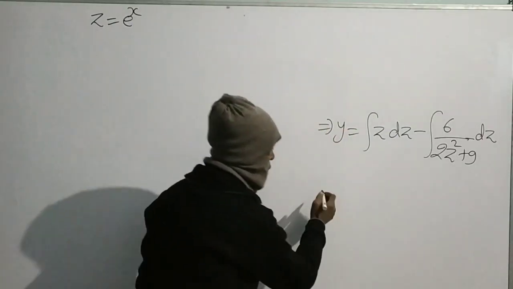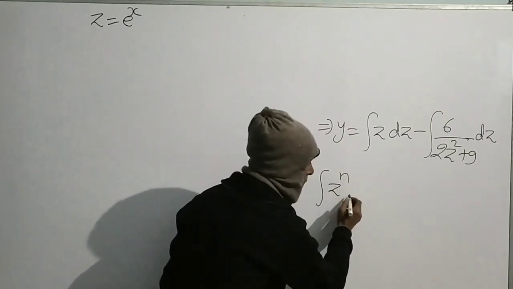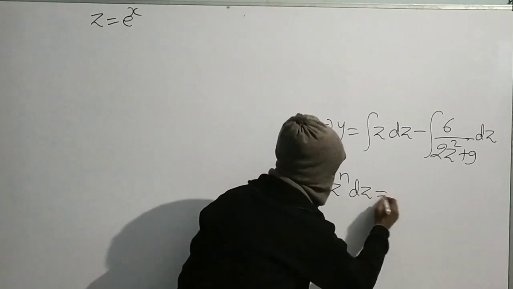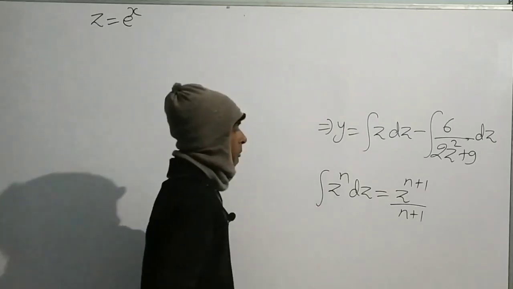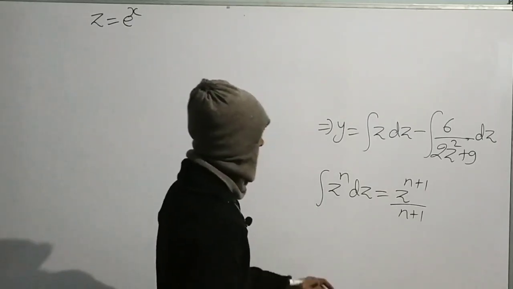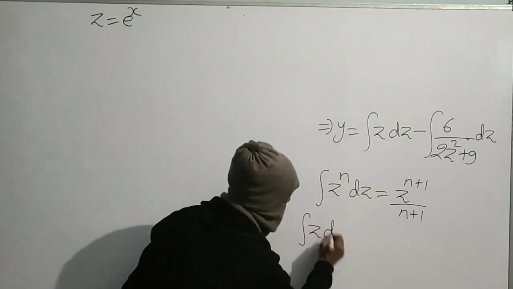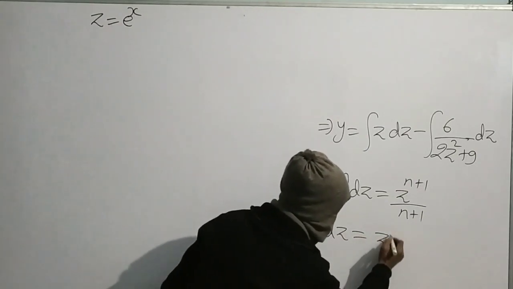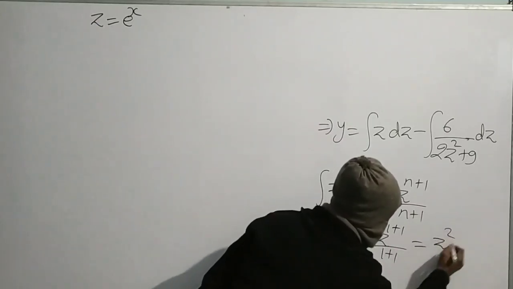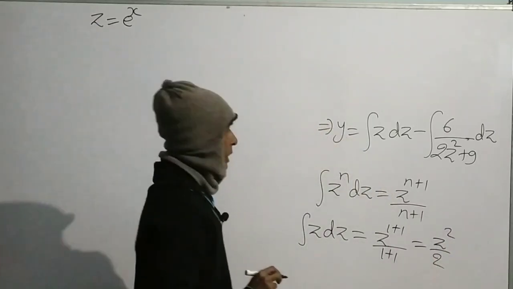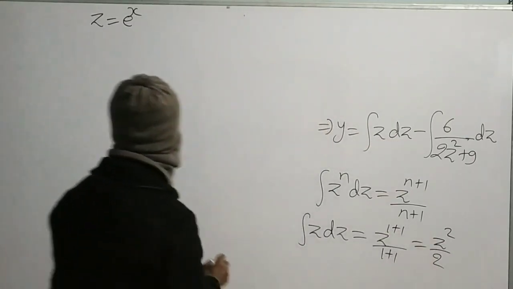We know the formula that the integral of z to the power n dz is equal to z to the power n plus 1 by n plus 1. By applying this formula, integration of z dz will be equal to z to the power 1 plus 1 by 1 plus 1. This will be equal to z square by 2. Therefore, integration z dz can be written as z square by 2.